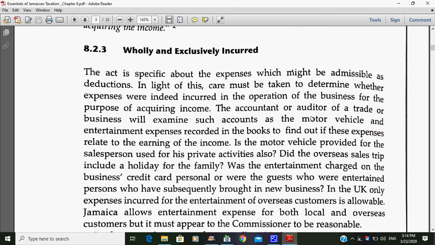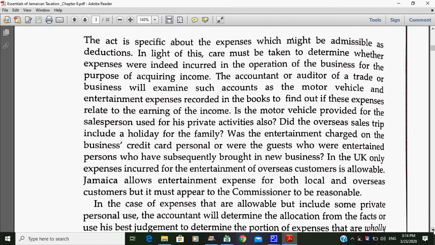The accountant or auditor of a trade or business will examine such accounts as motor vehicle and entertainment expenses recorded in the books to find if these expenses relate to earning the income. Is the motor vehicle provided for the salesperson used for his private activities also? Did the overseas sales trip include a holiday for the family?